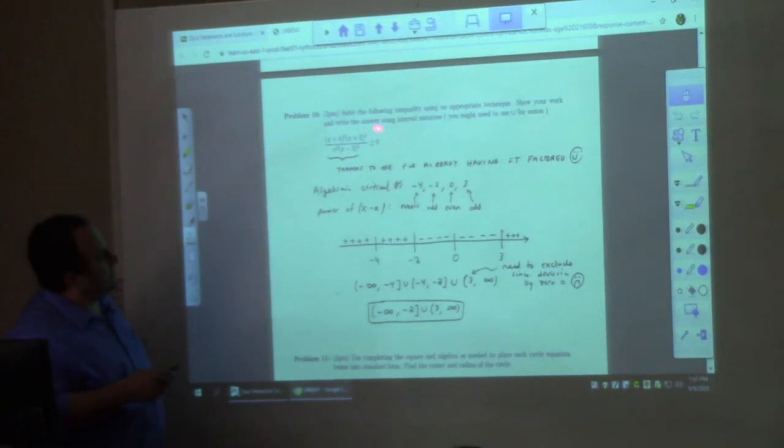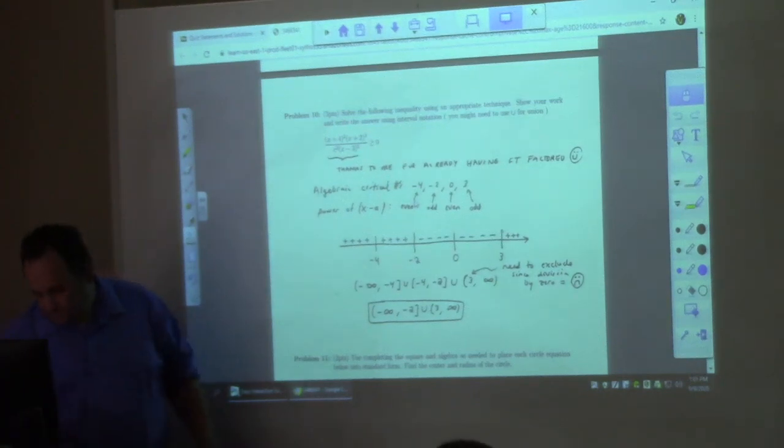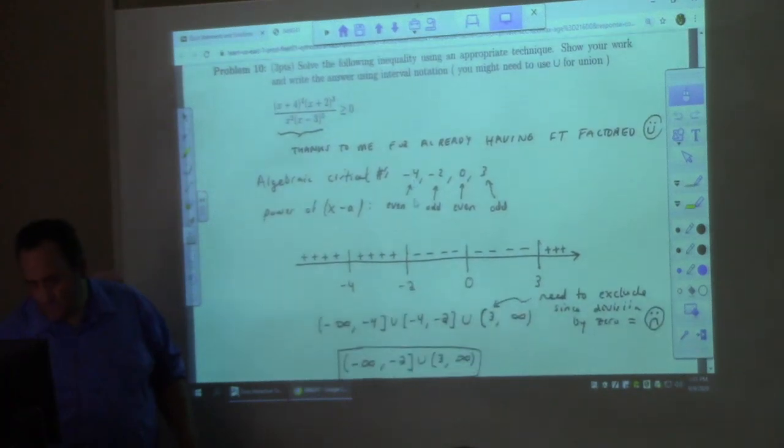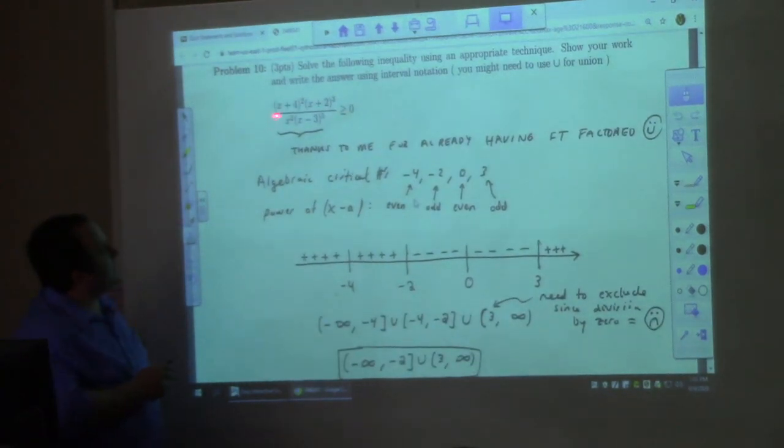So this one here, I have x plus 4 squared, x plus 2 cubed, x squared, x minus 3 to the 5th. So you can read from this, minus 4, minus 2, 0, and 3 are my algebraic critical numbers. Oh, thanks to myself for having it already factored.